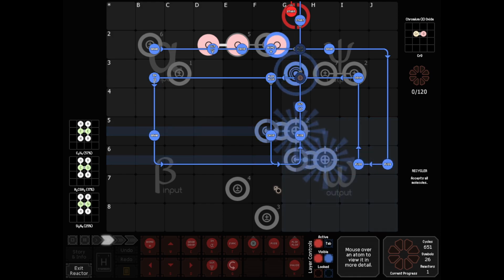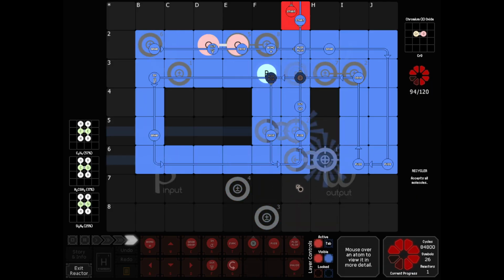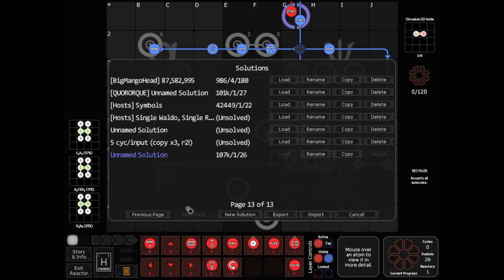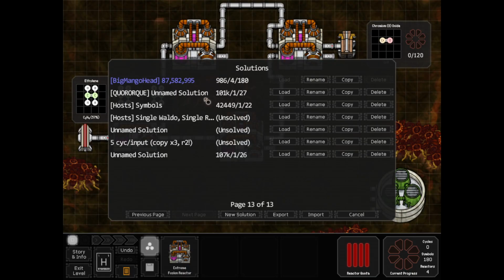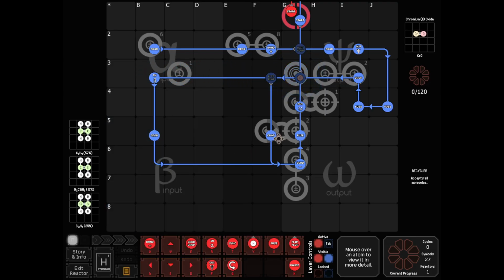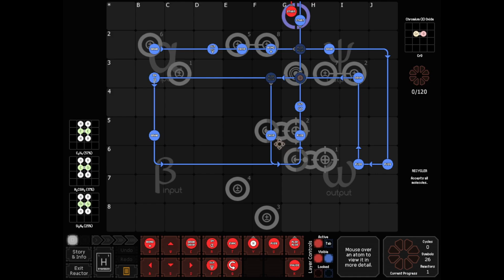Okay. So we've also seen this now. So in terms of fun solutions, what did we have? We had Big Mango Head, which crashes after a lot of cycles, allegedly. I think we can trust that. Quark, which was single Waldo and then symbol optimized, and even further symbol optimized here.